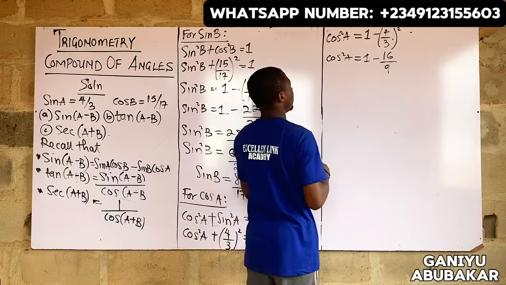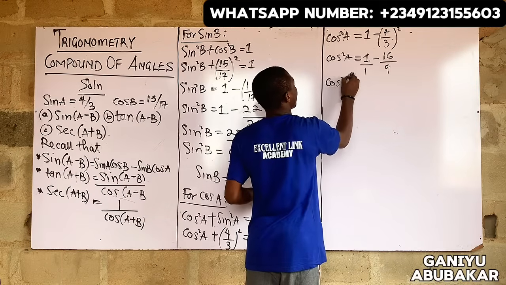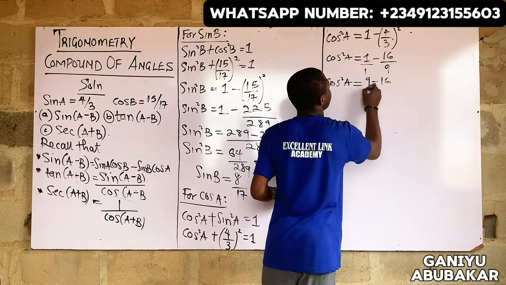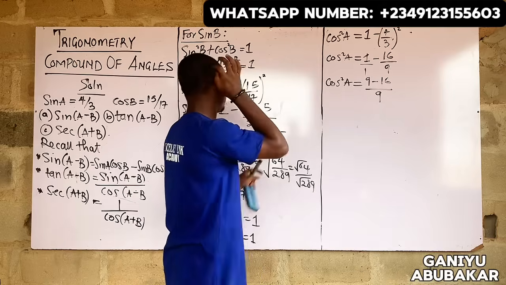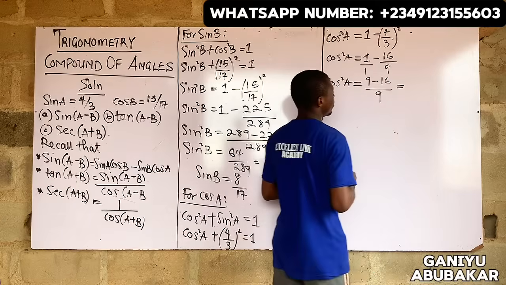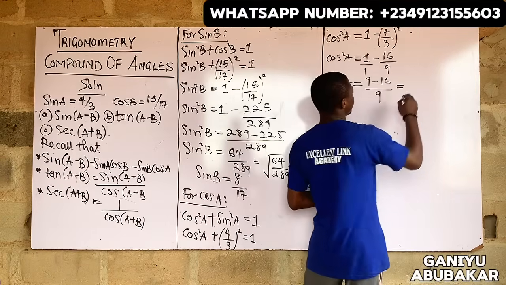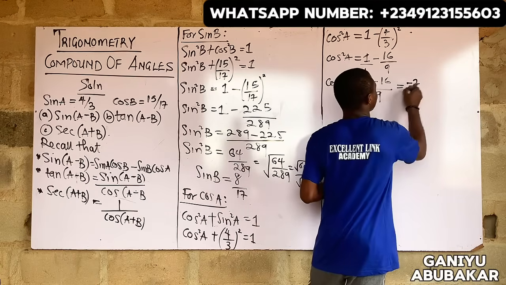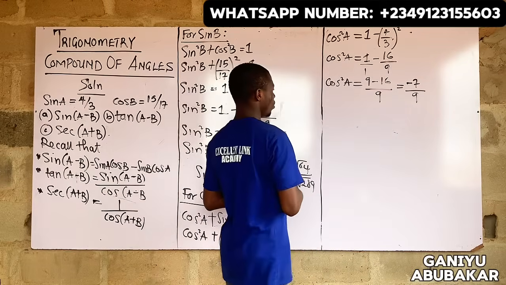Look for your LCM here. I'll have that over 1. So I'll have cos squared A is equal to 9 minus 16 over 9. Look for LCM, you have this. So what's 9 minus 16, please? 9 minus 16. That's minus 7 over 9. Are you sure?